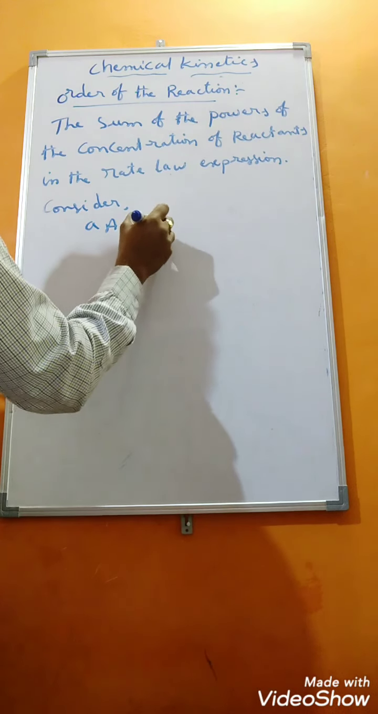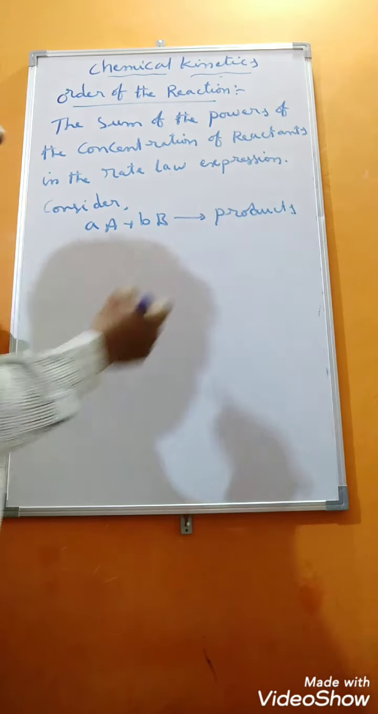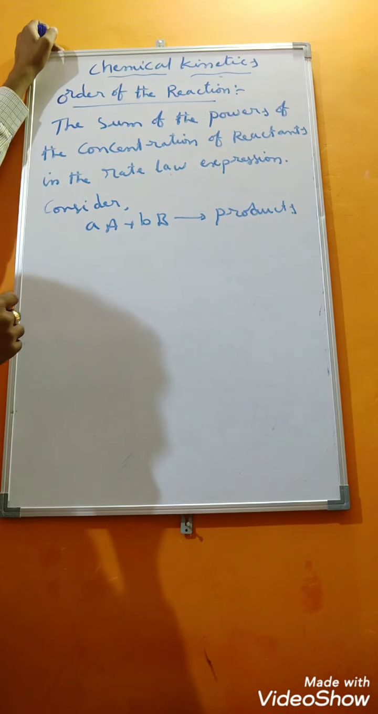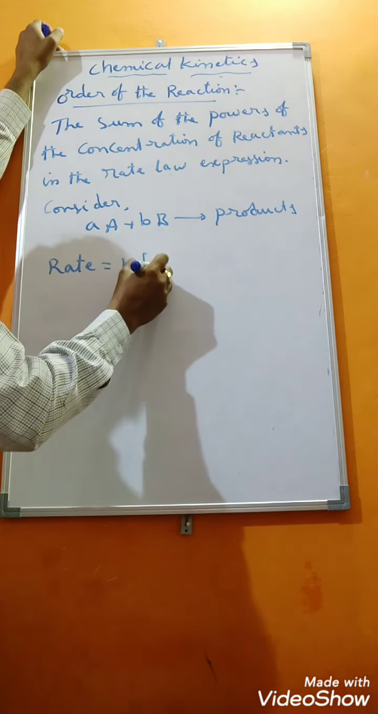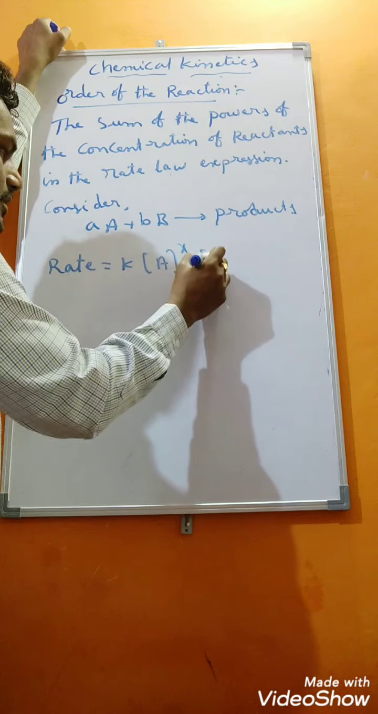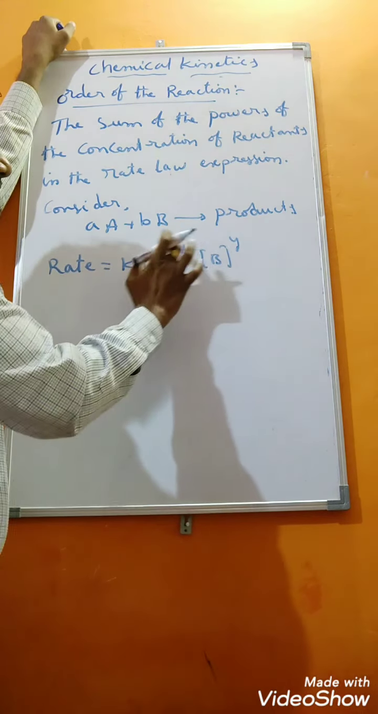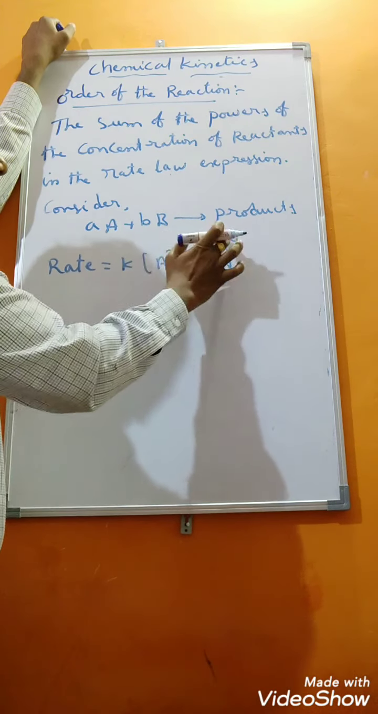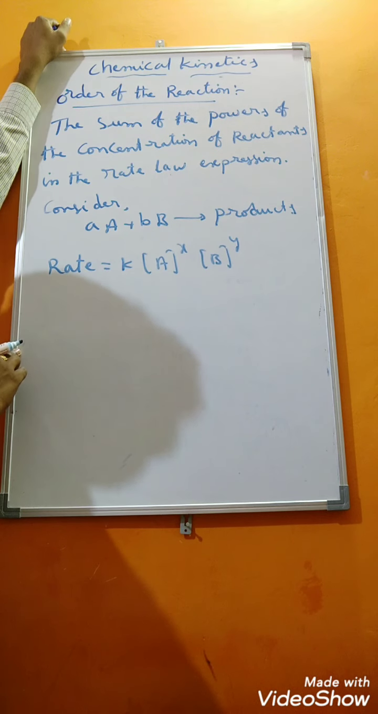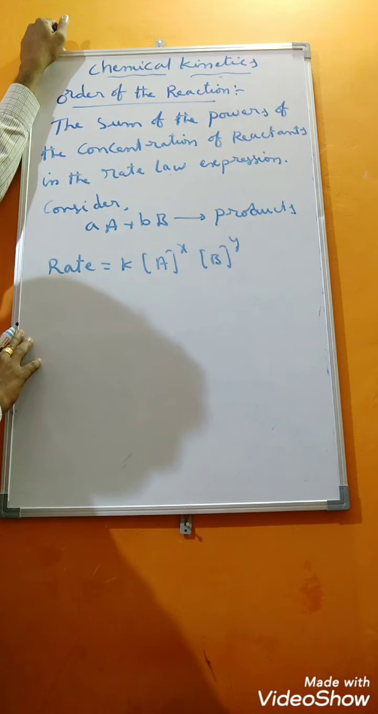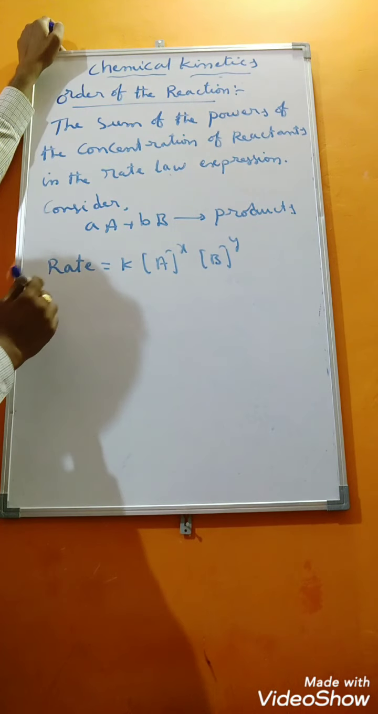aA + bB gives products, I have taken. For this, the rate law expression experimentally they have proved and given: rate equals k into concentration of A to the power x, concentration of B to the power y. Here the exponents are not equal to the stoichiometric coefficients of the reaction. Then how to measure the order of the reaction?